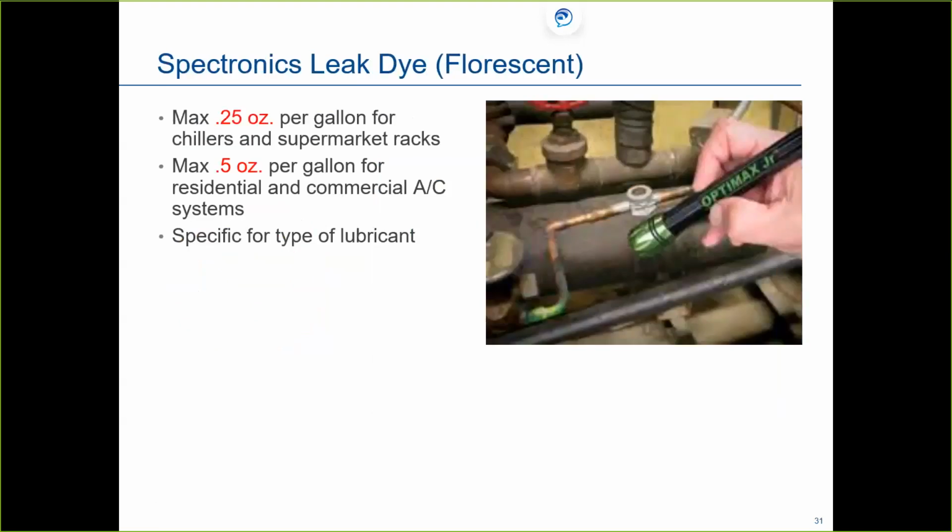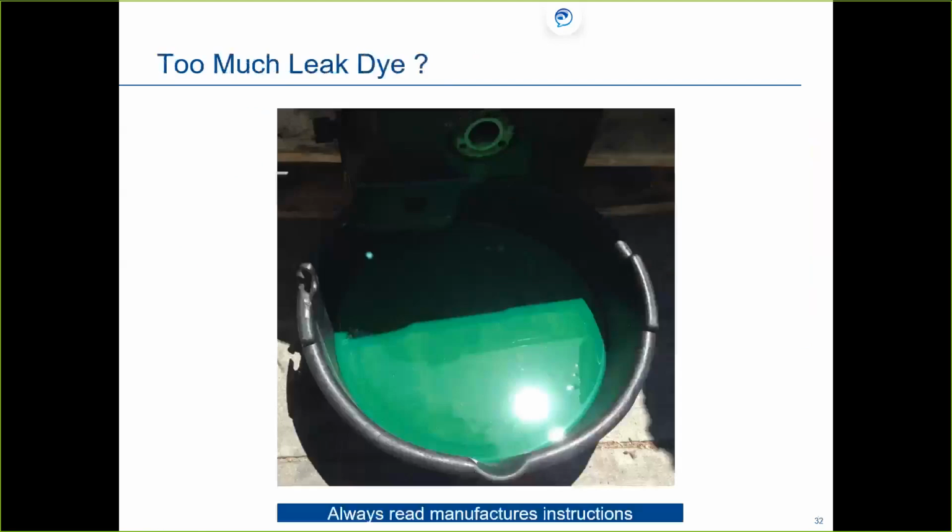For example, Spectronics leak dye, the one we approve, maximum 0.25 ounces per gallon for chillers and supermarket racks. We have a maximum of ½ ounce per gallon for residential and commercial AC systems, specific for the type of lubricant, okay? This is too much, okay?